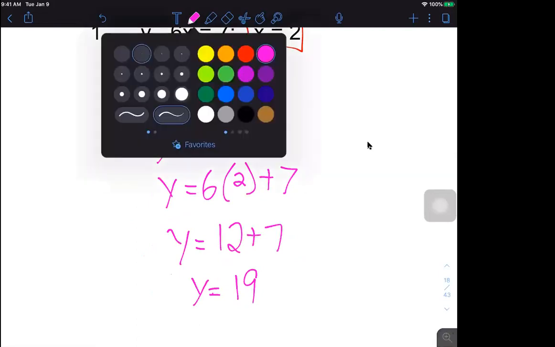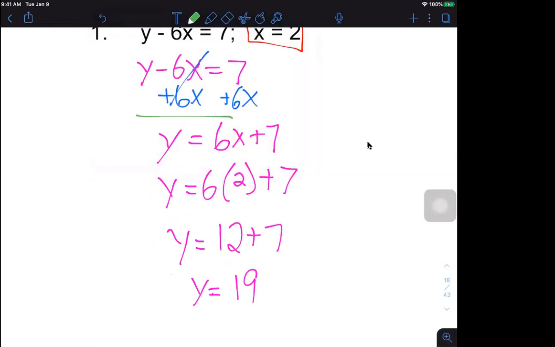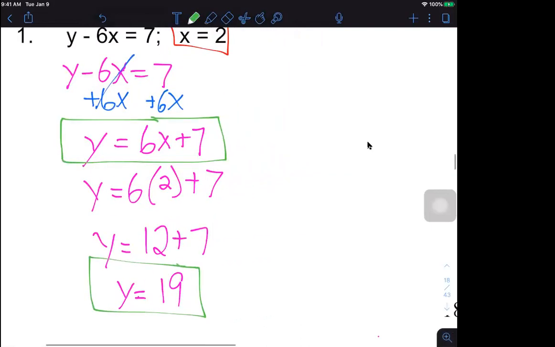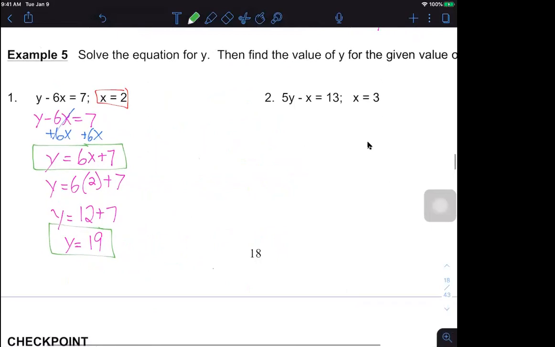So again, there are 2 steps. The first step was solving for y, and the second step is getting the answer once we plugged in for x. Questions? I'll give you a second to copy that. We'll look at part 2.